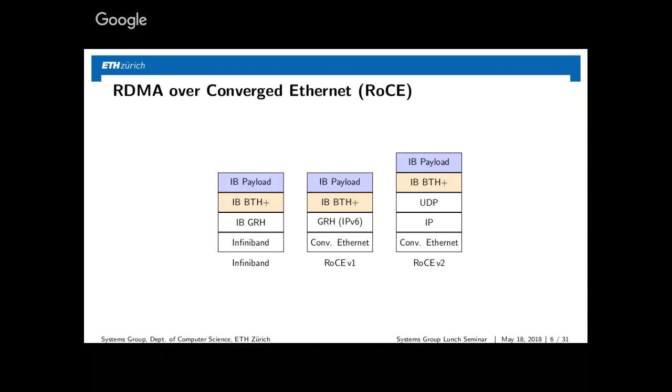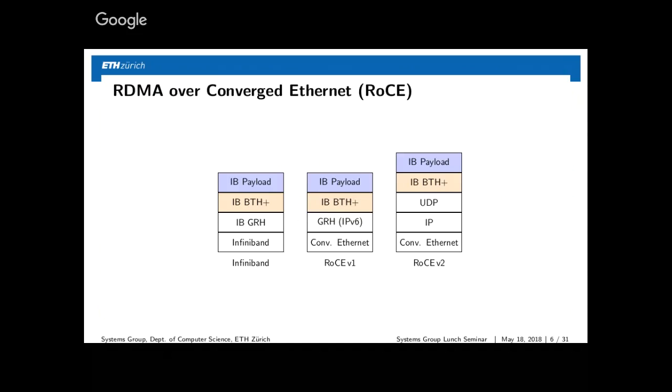But now if you want to make this more routable, here you're still limited, the routing is limited to a number of nodes. And then here you can become much more flexible in RoCE v2, where we actually replace this global routing header with IP and UDP. And the top layers we still keep.